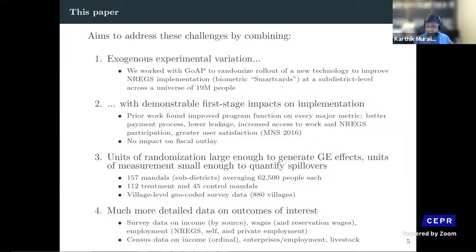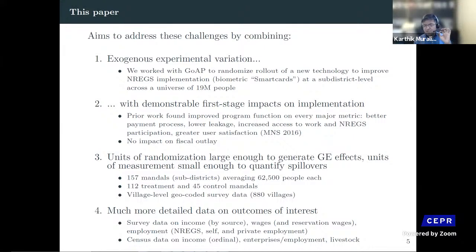And so this paper is kind of a downstream paper from that original experiment, and in some ways was not even planned. And I'll talk about some of those places where that matters. But basically what we have is that the smart cards is kind of a first stage for improving NREGA. And this is then the downstream effect of what happens when NREGA becomes more effectively implemented. And then you have a unit of randomization that's large enough to generate GE effect. So this is randomized at the level of entire sub-districts of about 65,000 people each.